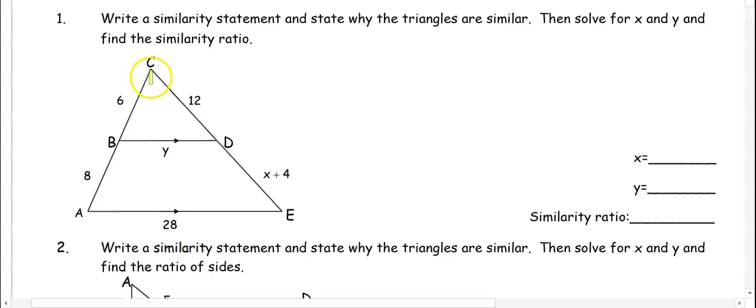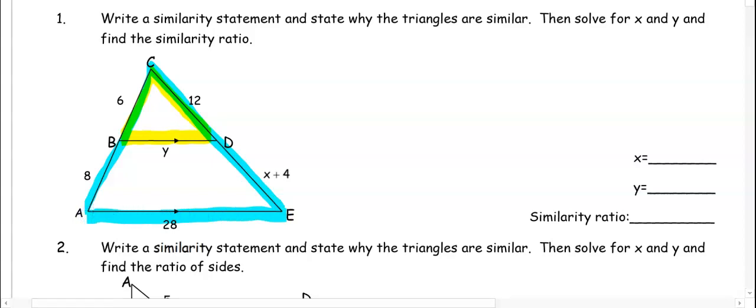If we look at this picture, we have a triangle within a triangle. So the two triangles I'm going to look at are this smaller triangle and this larger triangle. Both triangles have C as a vertex, so that is one set of our congruent angles. Then, because the lines are parallel, BD is parallel to AE, we can use corresponding angles. So we now know that triangle, and you can pick whichever one, I'm going to do the smaller one first, BCD is similar to triangle ACE by angle similarity.